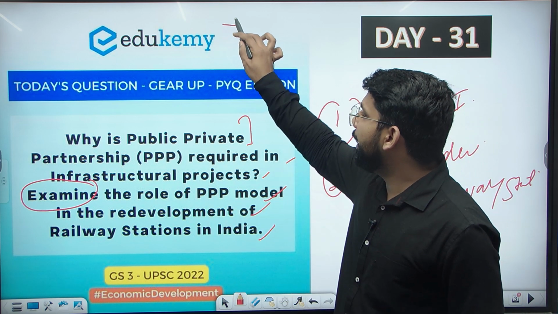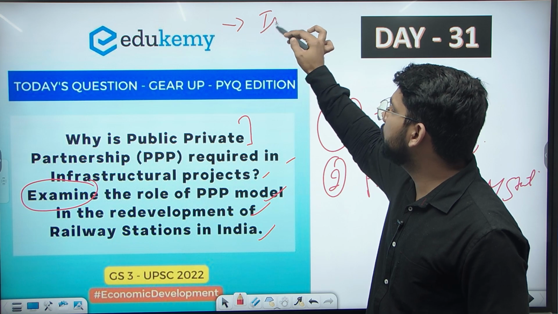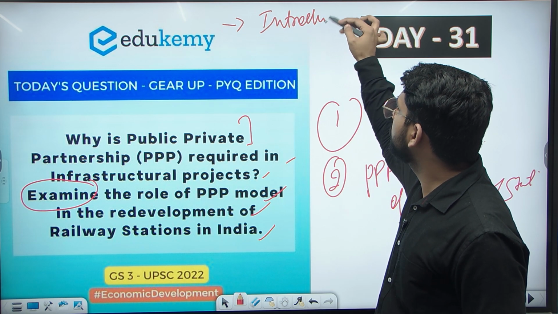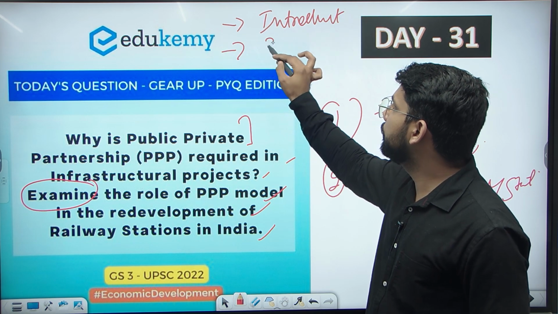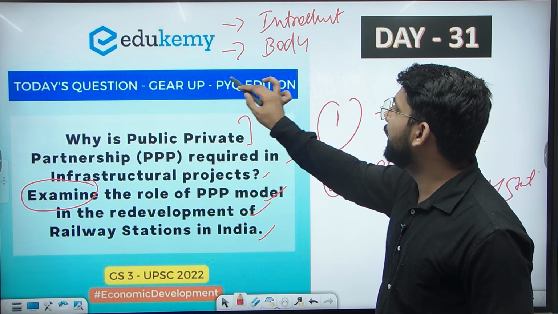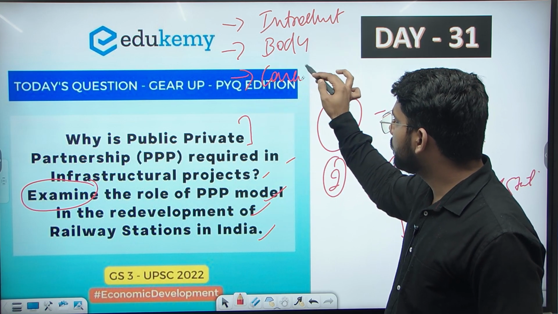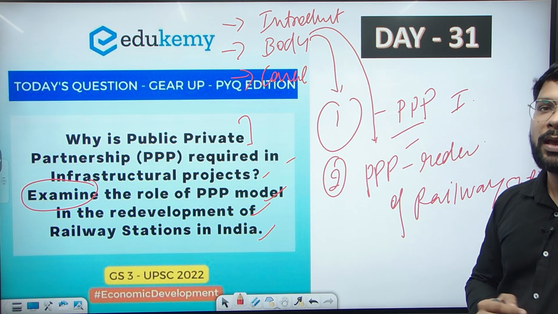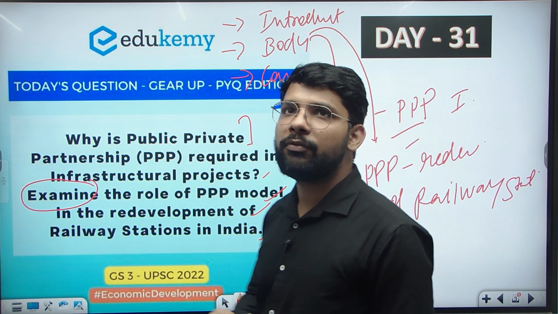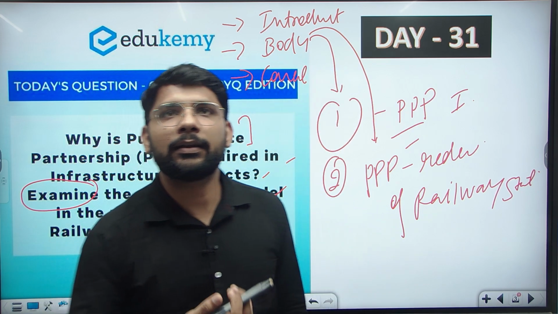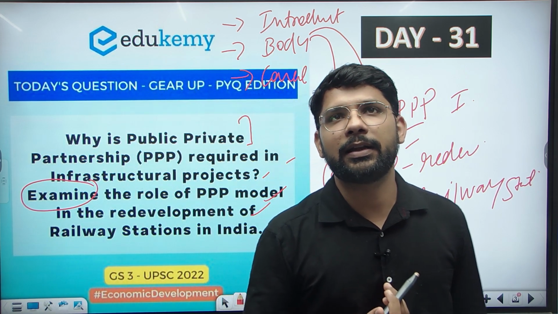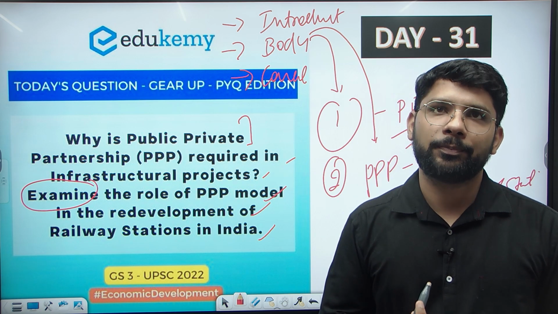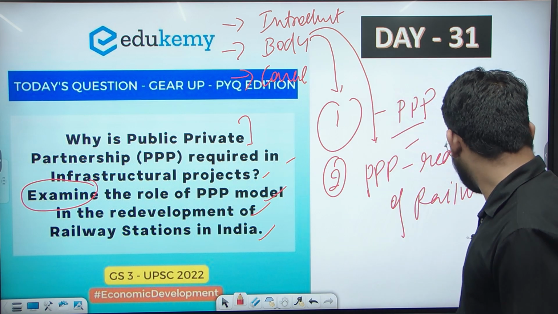As usual, we will divide the question into three parts. One is the introduction. Second is the body part, and third is the conclusion. In the body part, we will write these two subparts here, and in the conclusion or in the way forward, we will mention the Kelkar committee report that was suggested related to the PPP in the railway. Okay, so let's start with the introduction.